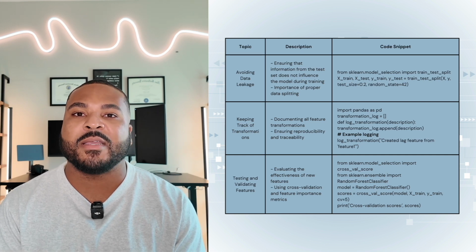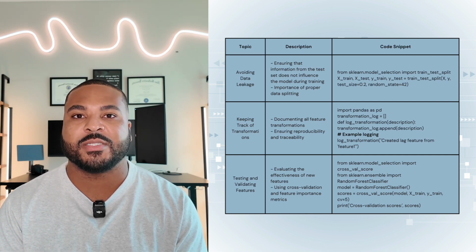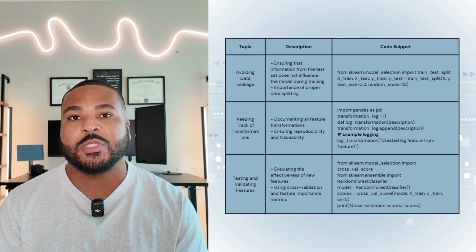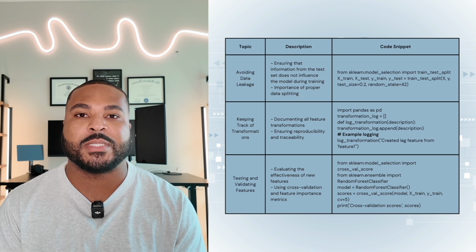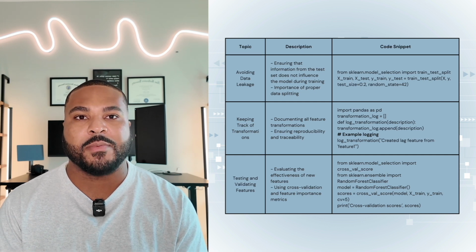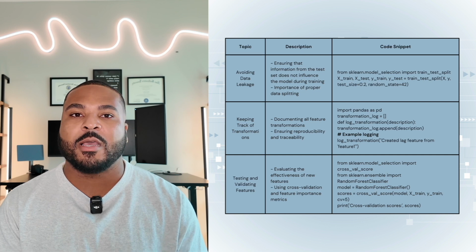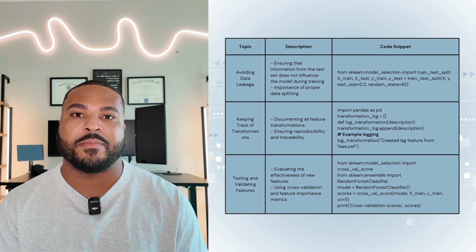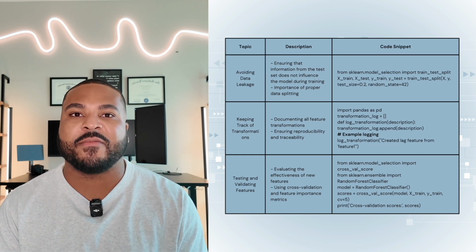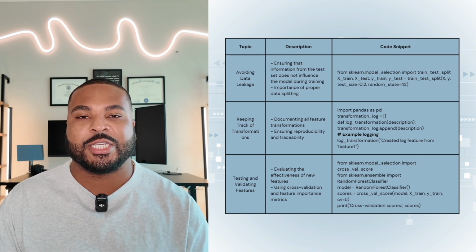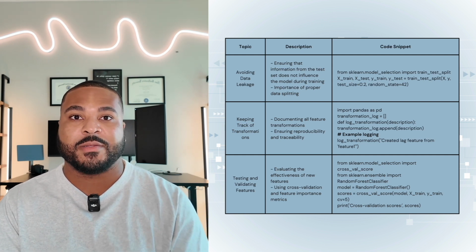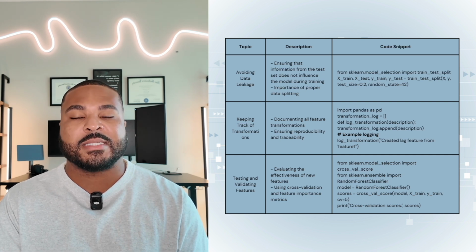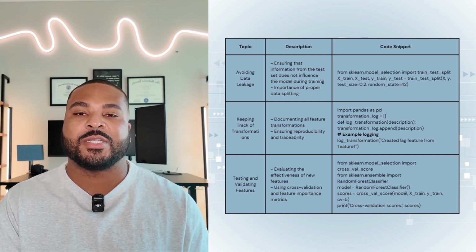It's important to evaluate the effectiveness of new features to ensure that they actually do improve the model's performance. And this could be done using cross-validation and feature importance metrics. So cross-validation helps in assessing the model's performance on different subsets of the data, providing a robust estimation of its generalization ability. So in this example of testing and validating features using the cross-validation, a random forest classifier is used to evaluate the model's performance through cross-validation, providing insights into the contribution of the engineered features.